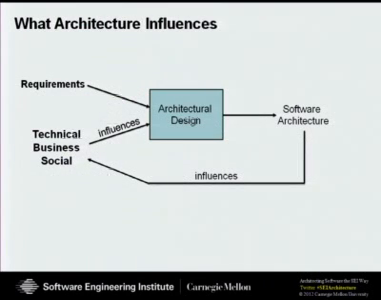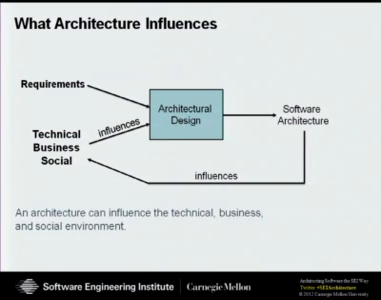Let's move on. There's a flip side to the coin. So architectures are influenced by requirements, but also by technical, business, and social things. But on the other hand, once a software architecture is in place, the software architecture will influence the technical, business, and social environment, which will in turn influence future system building. So let's give some examples of that. So let's say I develop a software architecture.